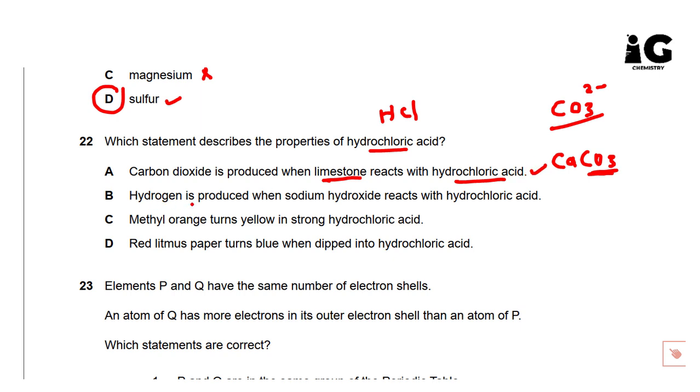So let's continue. Hydrogen is produced when sodium hydroxide reacts with hydrochloric acid. So actually this is not correct. Hydrogen is not produced, because this is a double replacement reaction, no hydrogen alone. So this is wrong. Methyl orange turns yellow in strong hydrochloric acid. So yellow is not correct, because it should be red. Red litmus paper turns blue when dipped into hydrochloric acid. Again, this is not correct, it should also be red. So the only correct answer is A. So remember, guys, hydrochloric acid is used to test for the presence of the carbonate anion, so it produces carbon dioxide gas.